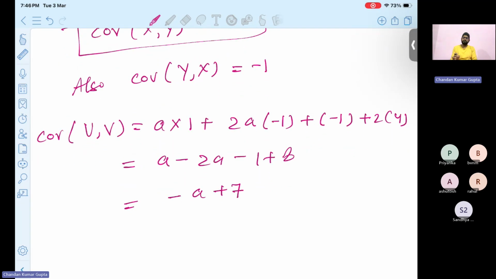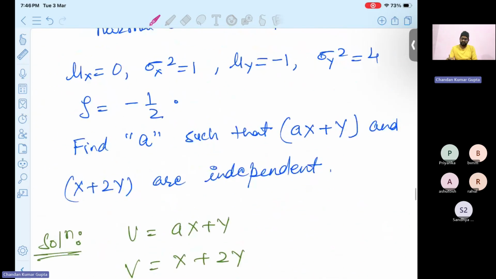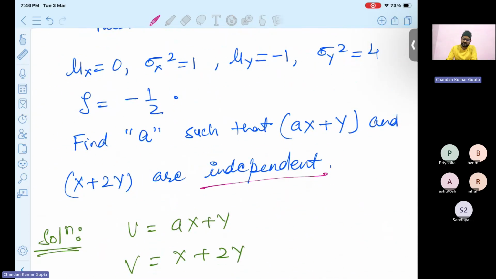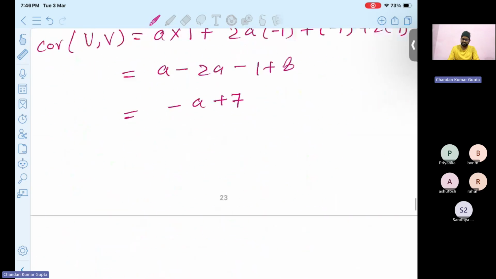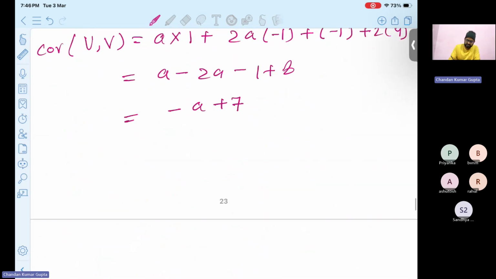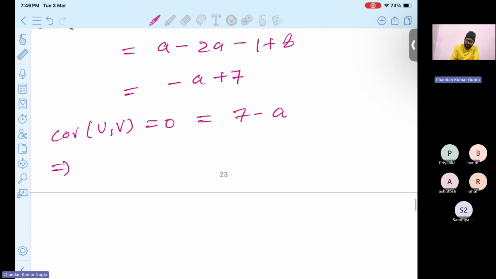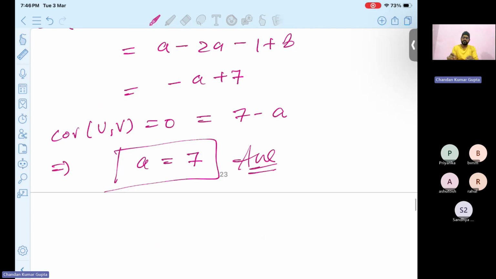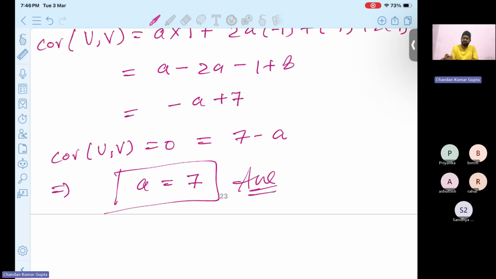Okay. Since we need to find the value of a such that it is independent, that means the covariance of u, v is equal to 0, equal to 7 minus a. Let me write it, 7 minus a. From there, a comes out to be 7. So the value of a is 7, for which the above linear combination of the two random variables x and y is independent in nature. Okay. So this is the case.